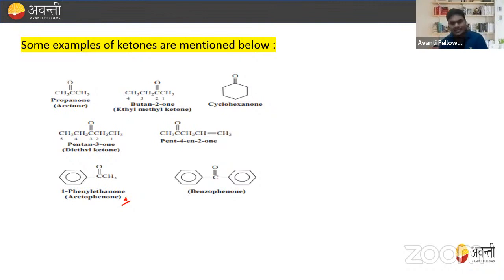Similarly, we have benzophenone when both the groups are aryl groups, then we get benzophenone, right? So this is how you will get benzophenone, acetophenone, and ketone.